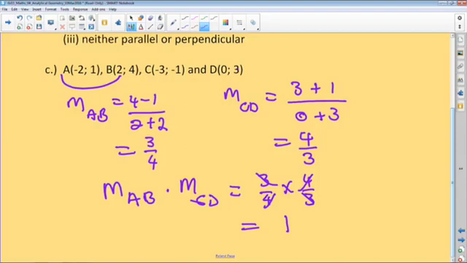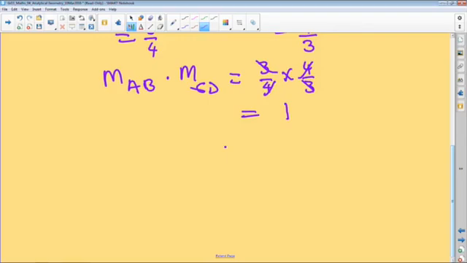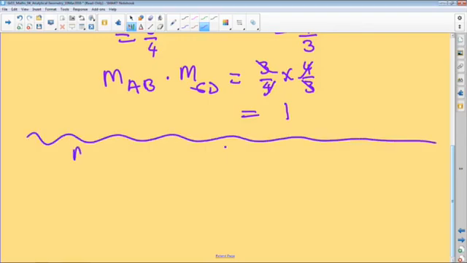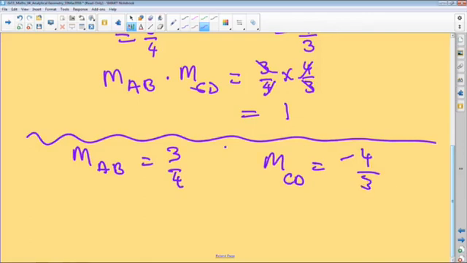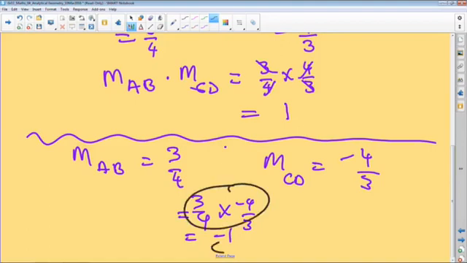It's not. If we take this scenario here, if the gradient of AB was 3 over 4, and the gradient of CD was minus 4 over 3, then we can make that conclusion by saying this is 3 over 4 times minus 4 over 3, and that is a negative 1. So the product of the gradients is negative 1. Then the two lines are perpendicular. All right. Now, let's move on.